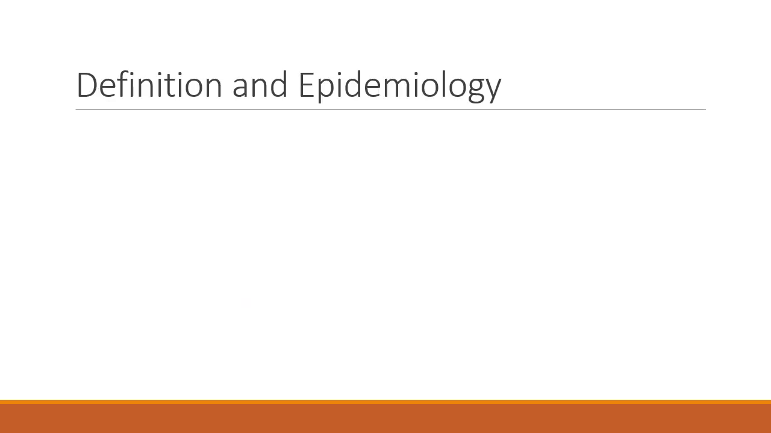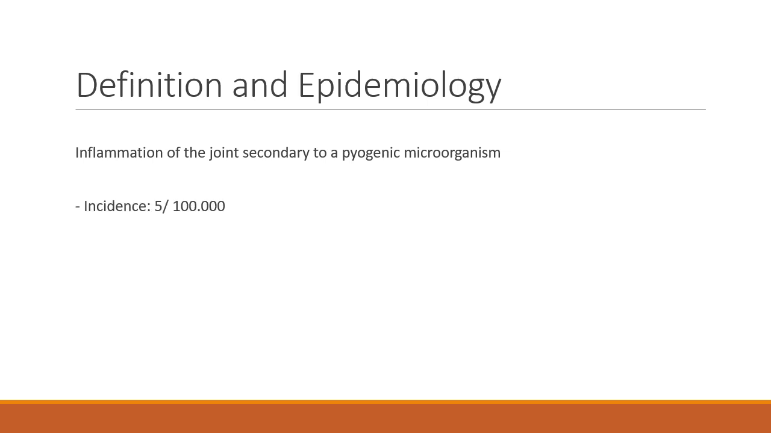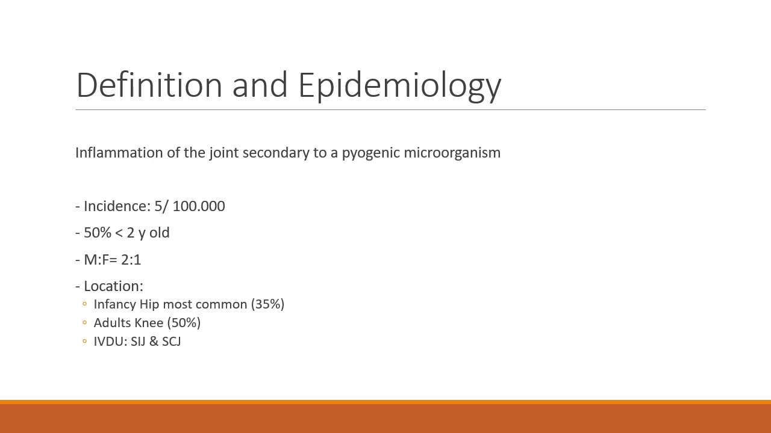So septic arthritis is a pyogenic infection of the joint that causes inflammation in that joint. Usually it peaks in the first few years of life. The incidence for septic arthritis is about 4 to 5 per 100,000 children annually. 50% of septic arthritis happens in the first 2 years of life, and it's more common in males in comparison to females, with a 2-to-1 ratio.